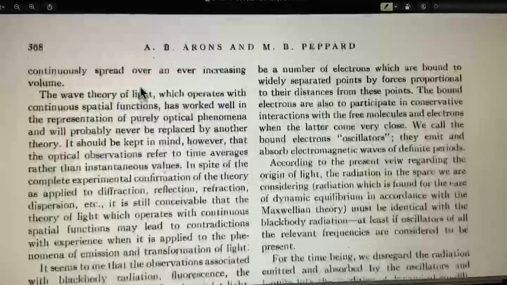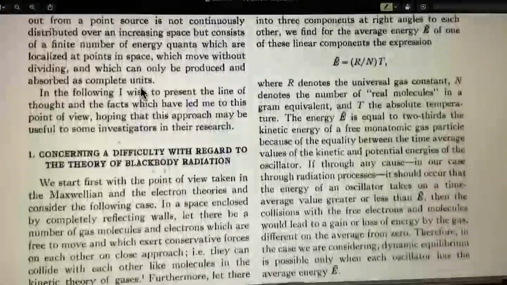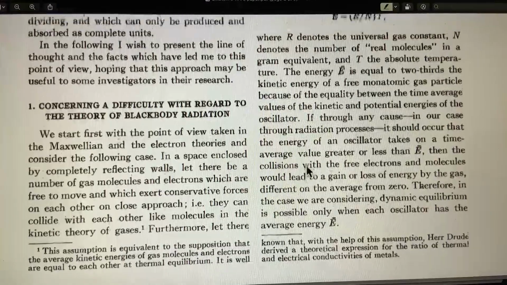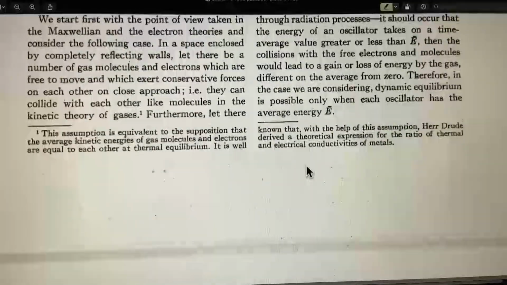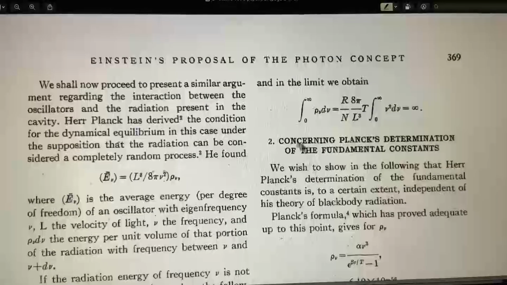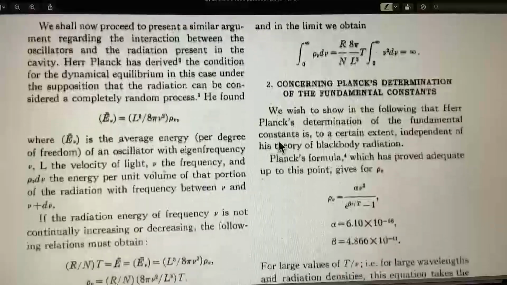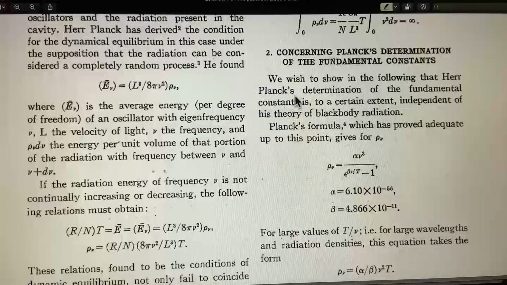The first section is here. There are 9 sections in this paper. The first section is here, concerning a difficulty with regard to the theory of blackbody radiation. So here he says that with the existing theory, the total energy diverges, so there are problems in that and so on. Second section is here, concerning Planck's determination of fundamental constant.